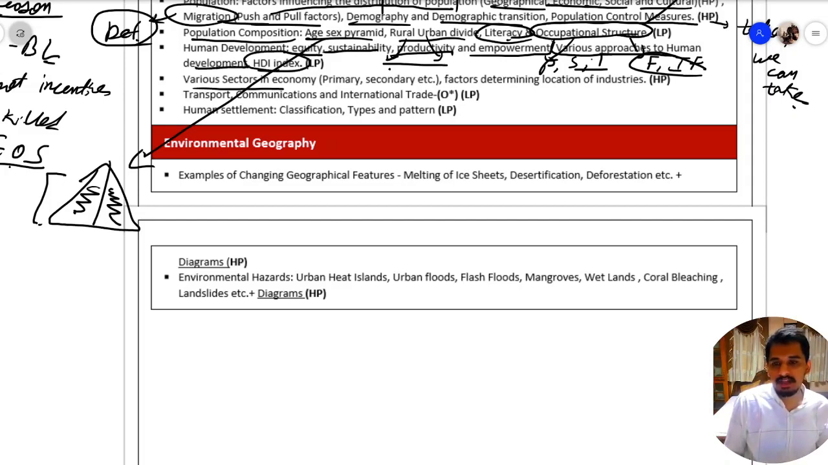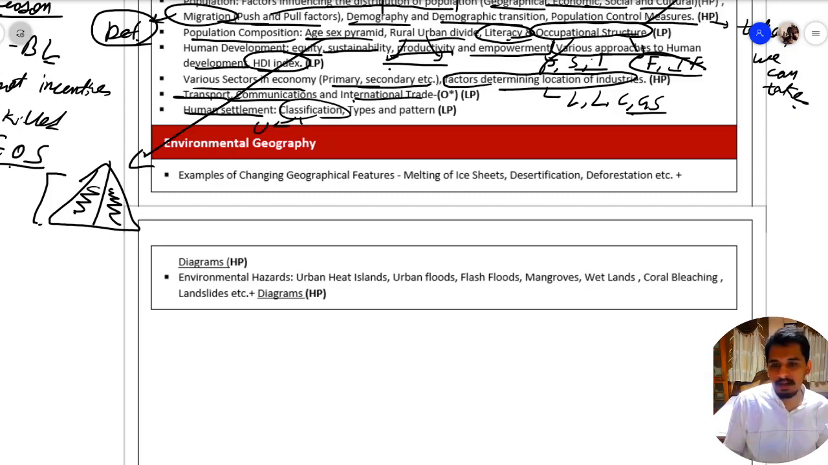Then we have various sectors in the economy: primary, secondary, and tertiary sector, and what factors determine the location of industries. We have earlier discussed, like land, labor, capital, government schemes, etc. Then you should have a brief overview of transport, communications, and international trade. And we have human settlement. What are the classifications? Classification can be urban or rural. What are its types and what are its patterns? Patterns can be circular, linear, grid shape, etc.